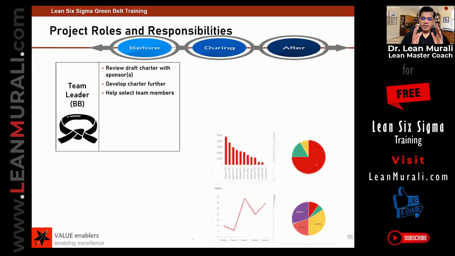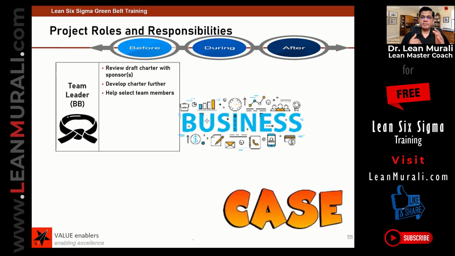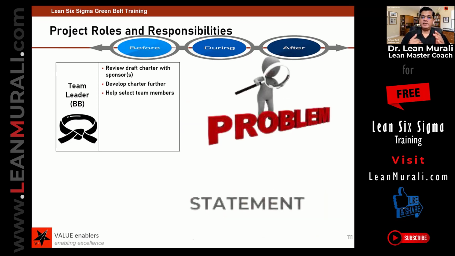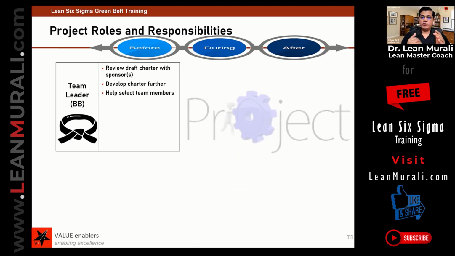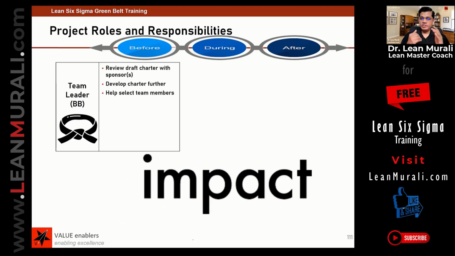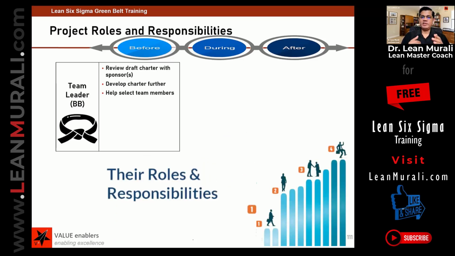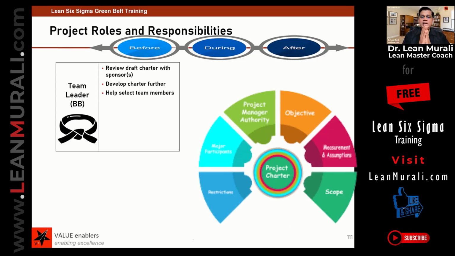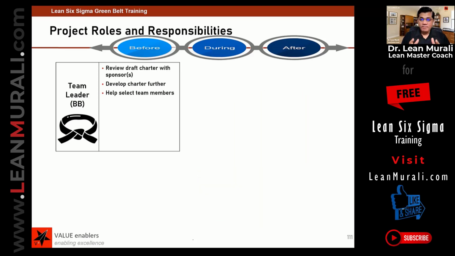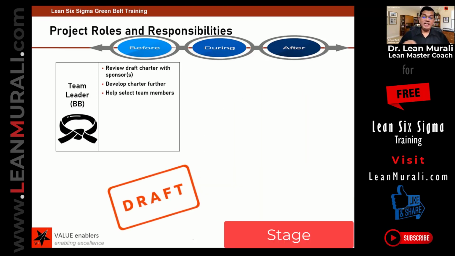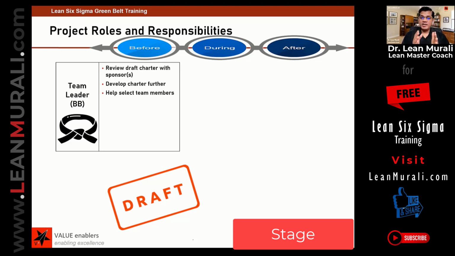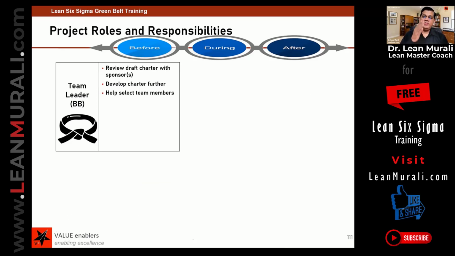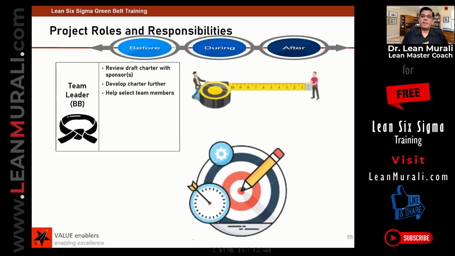We have spoken in depth about the charter. The charter gives complete information about the business case, the problem statement, what the project is going to achieve, what would be the benefits, what is the impact, which is the team, the roles and responsibilities of the team, and finally sign off. Okay, so this is the charter. We call it a project charter. It is at the draft stage and not the final stage, and that is why it's called a draft charter. And once it is signed off, then we go from the define phase to the measure phase.